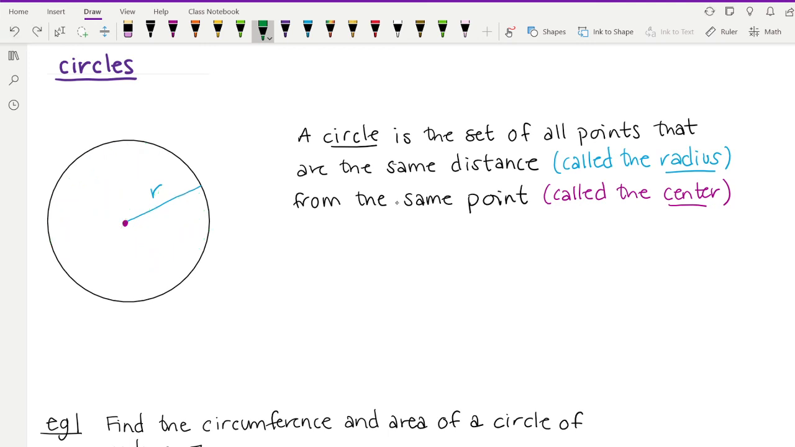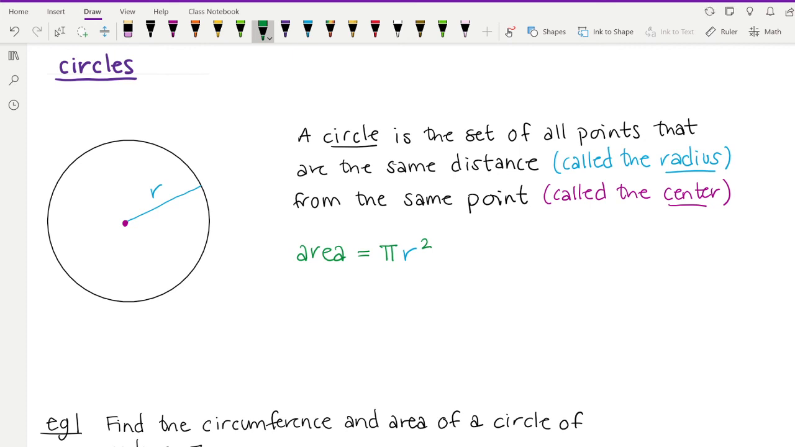And so how do you calculate the area of a circle? Well, you take pi and you multiply it with the radius and you square the radius. So pi times the radius squared.